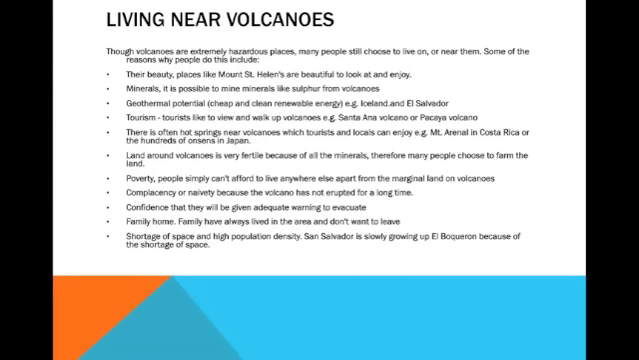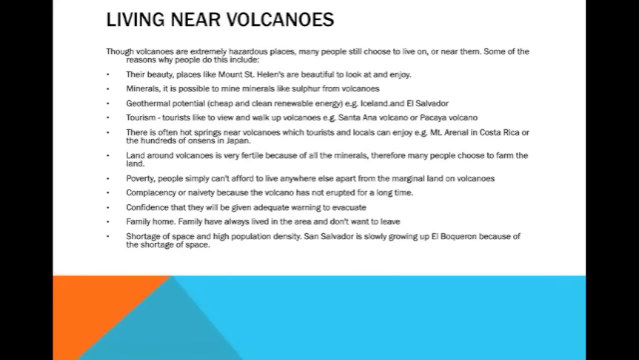So, living near volcanoes. Though volcanoes are extremely hazardous places, many people do choose to live on or near them. Some of the reasons include their beauty. Places like Mount St. Helens are beautiful to look at and enjoy. Minerals. It is possible to mine minerals like sulfur from volcanoes. Geothermal potential. Cheap and clean renewable energy, for instance in Iceland. Tourism. Tourists like to view and walk up volcanoes like the ones in Italy, Mount Etna or Vesuvius. There are often hot springs near volcanoes, which tourists and locals can enjoy, like in Costa Rica.